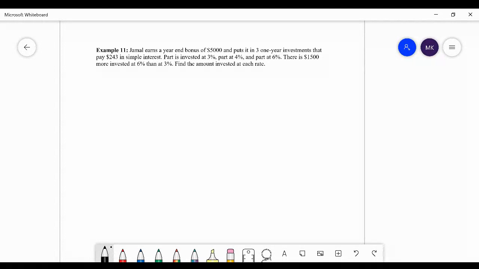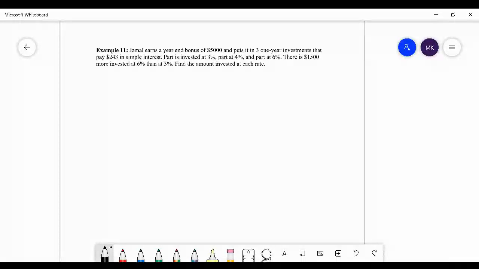So, what do we need to know? What do we know? And what are we looking for, right? We need to know the amount invested at each rate. So we know the amounts invested are at 3%, 4%, and 6%. What we know is the total was given. We know how much interest was accrued. And the last thing is there's this relationship between the amount invested at 6% and the amount invested at 3%. So we need to use that to create our equations.